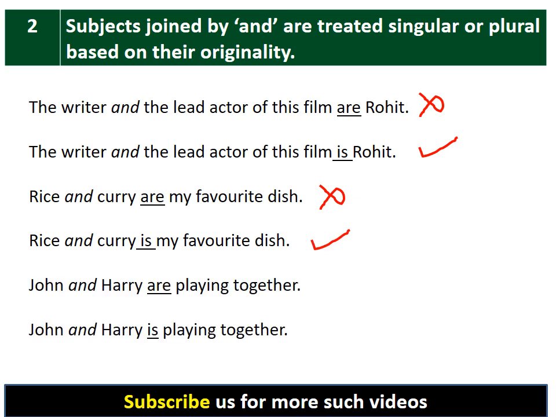John and Harry are playing together. Here, if you see, we are talking about two different individuals. Right? We are not talking about one person, John and Harry. What should we use? We should use plural verb. Absolutely correct. The first one is correct and the second one is wrong. Let's go to rule number 3.